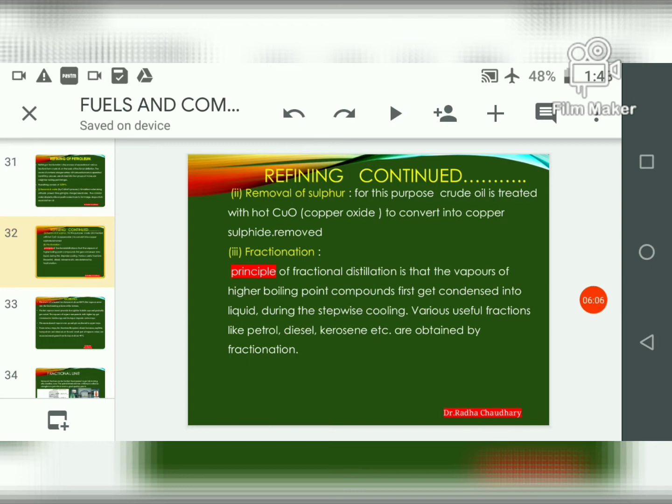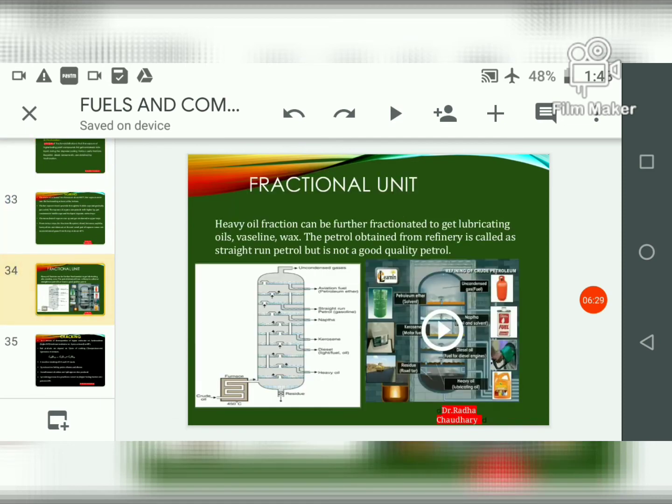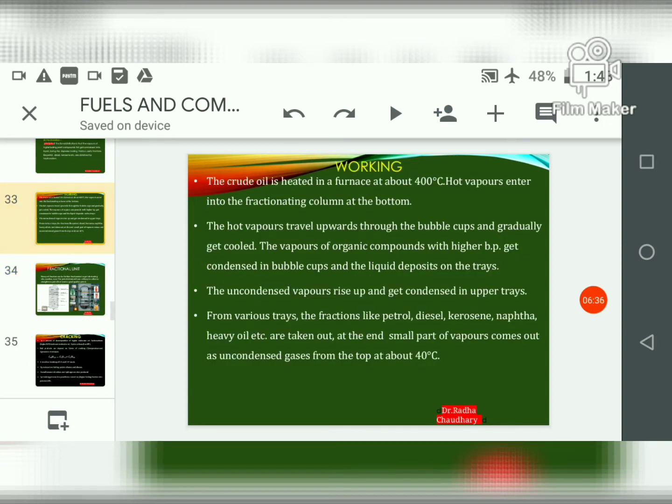The basic principle of this fractionating unit is that the vapors of high boiling point compounds first get condensed into liquid during the stepwise cooling. Then various useful fractions like petrol, diesel, kerosene, etc. are obtained by the fractional distillation. You can see the fractionating unit. Then how does this work?